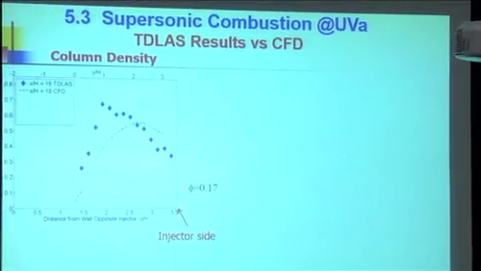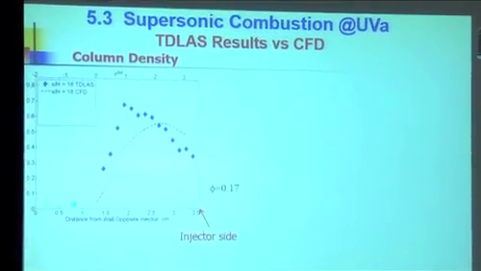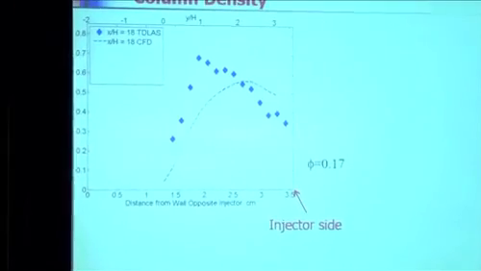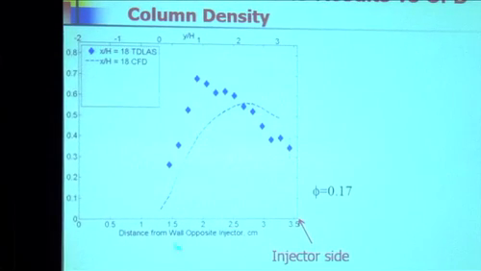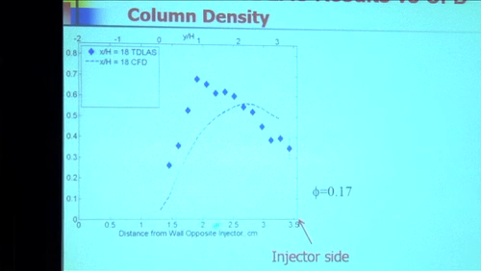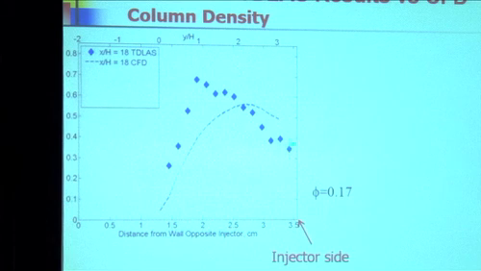So this is now a plot of distance downstream from the injector. That's distance from the wall. One of the walls is angled out, so we actually measure the distance from the opposite wall. This is the injector side. This is distance from the injector wall. This is the column density of water at a given distance downstream of 18 heights. The dashed line is the CFD, the diamond symbols are our data.